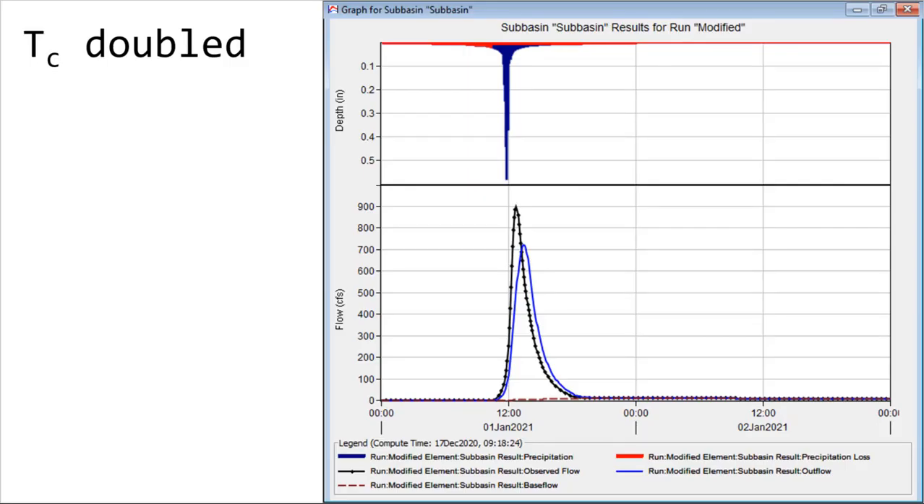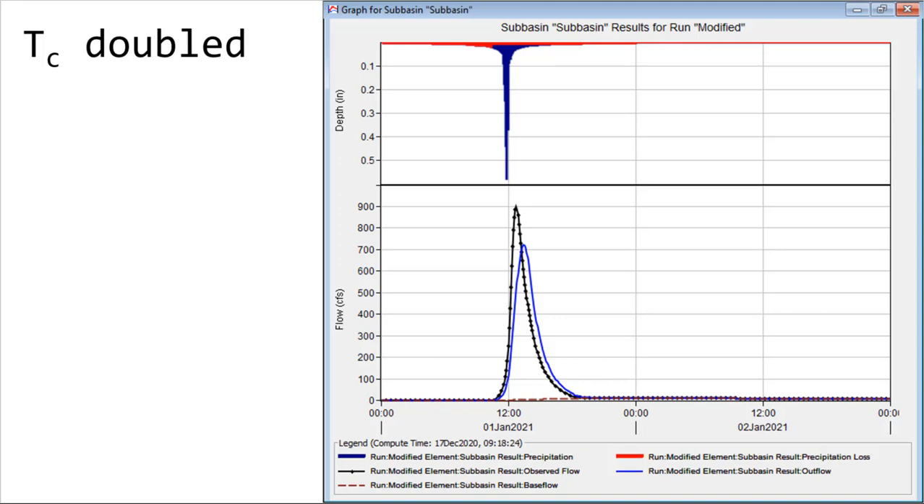The Clark unit hydrograph has 2 parameters, the time of concentration, abbreviated T sub c, and the storage coefficient, R. T sub c can be thought of as how long it takes for water to reach the outlet of the watershed from the most hydrologically distant point. This means it's mainly a timing parameter.